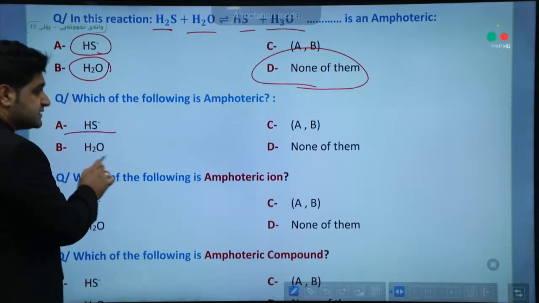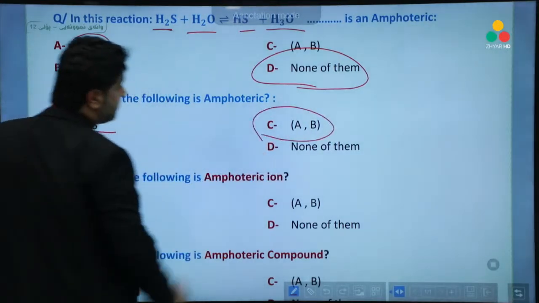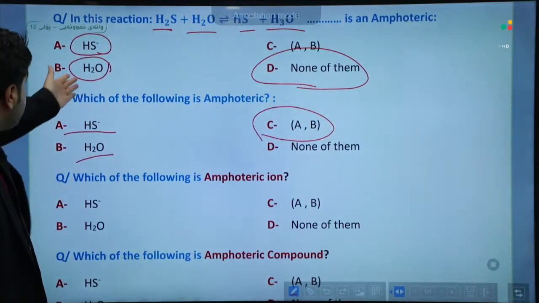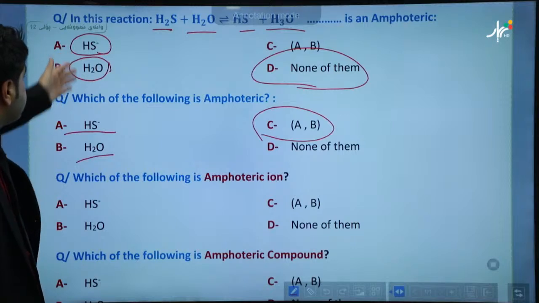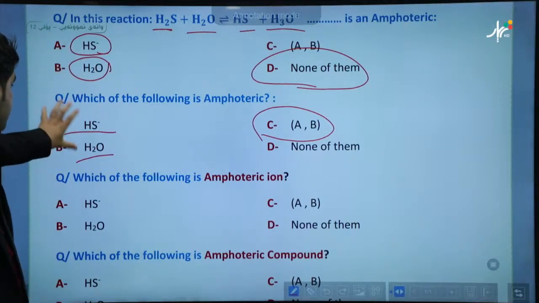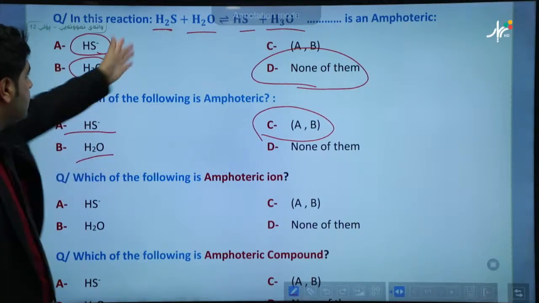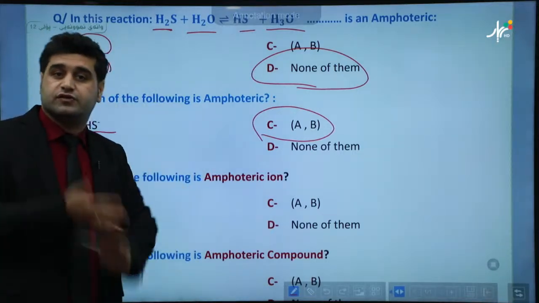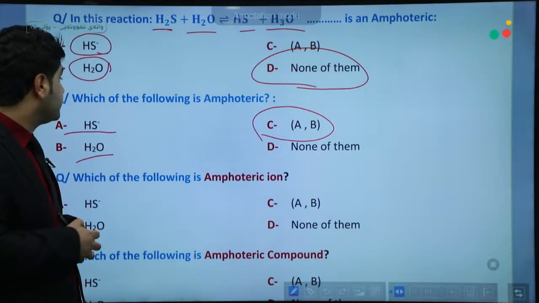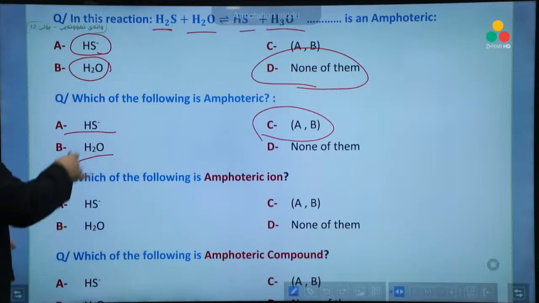Which of the following is amphoteric? Now, it's amphoteric, it's amphoteric. The right answer is A and B. Teacher, why didn't we choose them for the previous question, but we choose them here? Well, there we have the reaction, so we don't have amphoteric. But here we have no reaction, so they are amphoteric.